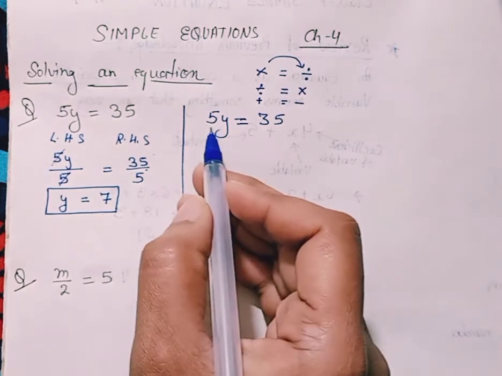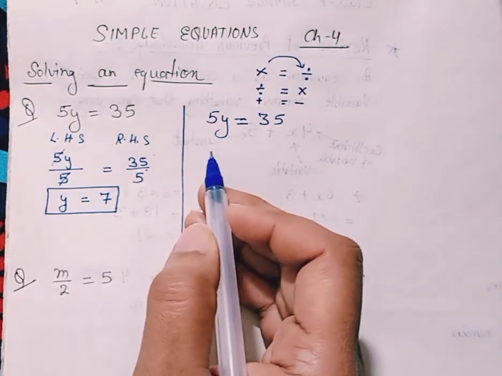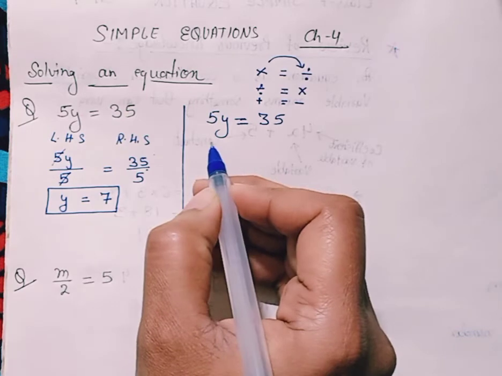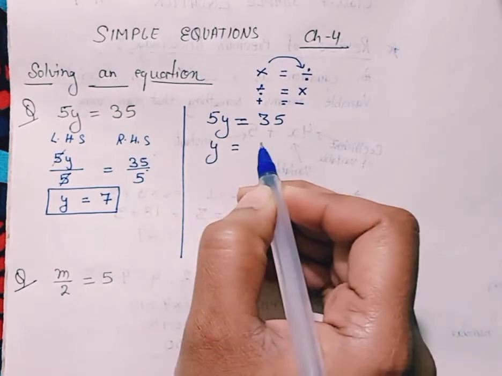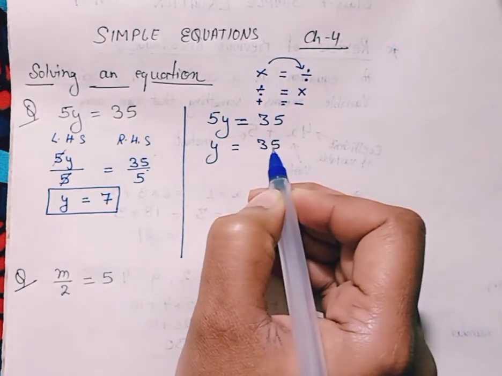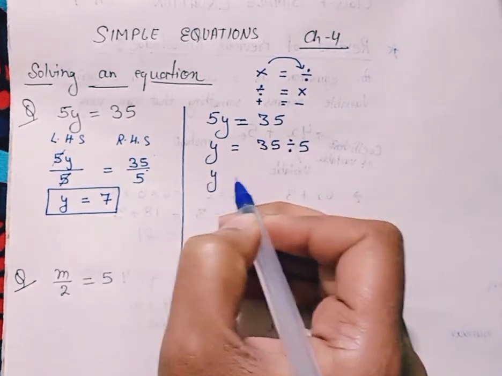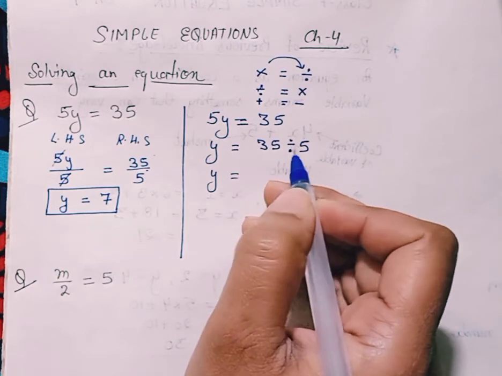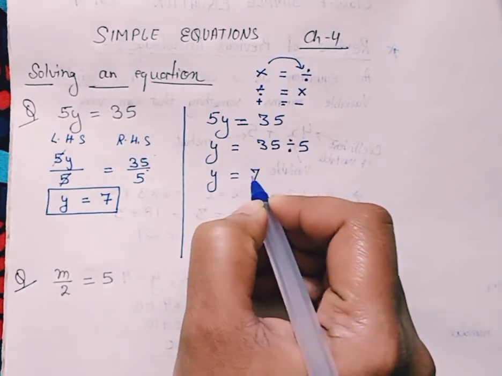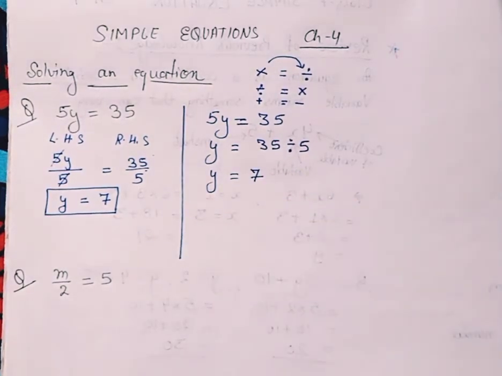So here 5, which is the coefficient of y, is in a multiplication term. So we can write y is equal to 35 divided by 5, and you can find the same answer again. 35 divided by 5 gives us 7. So that is the answer.